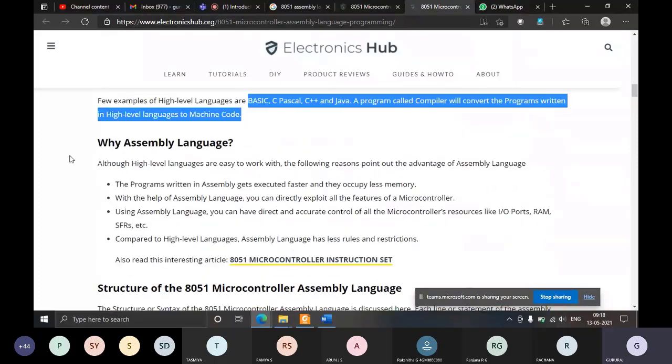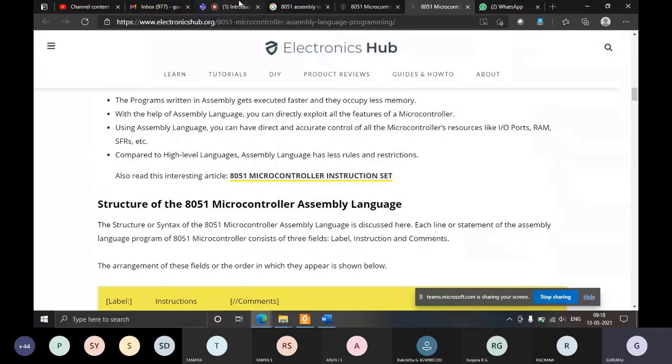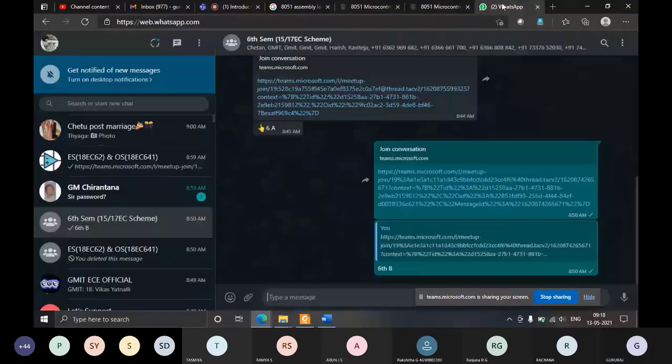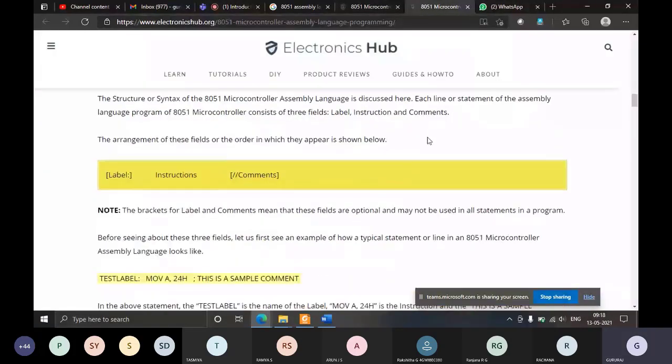Now we'll talk about what assembly language is, and what its syntax is. You can see the syntax here. It will start with a label, which is optional, followed by instructions. And you can add comments. Comments are only for the understanding of the programmer.